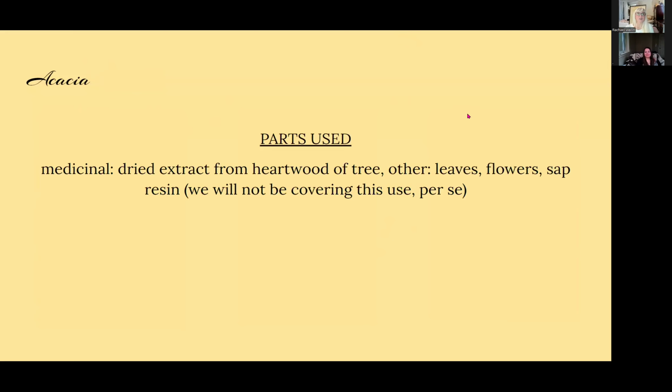The parts used: if you're using it medicinally, most of the medicinal uses for acacia is the dried extract from the heartwood of the tree. But for other uses, you can use the leaves, the flowers, and the sap. We're not going to be covering the sap. We're going to talk about it a little bit, but I'm going to save that for another possible thing. We could spend a whole other video just talking about the sap of one species of acacia.